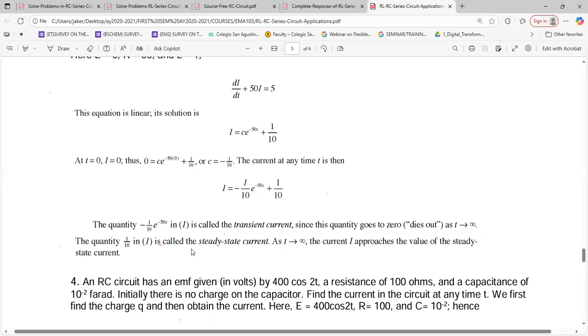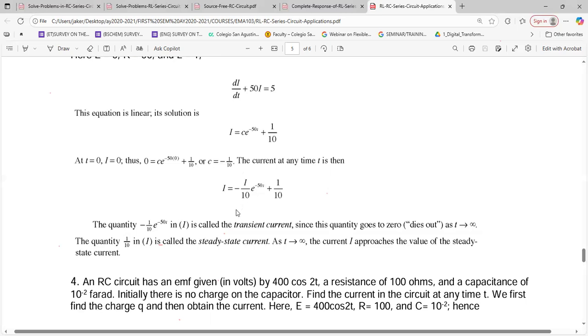Whereas there's a term here called the steady state current. It's the one that is not time dependent. Steady state means constant. It's not dependent on the time value. So as t approaches infinity, the current I approaches the value of the steady state current. So after a very long time, your RL circuit will just have the steady state current remaining. Why? Because this one will be 0.